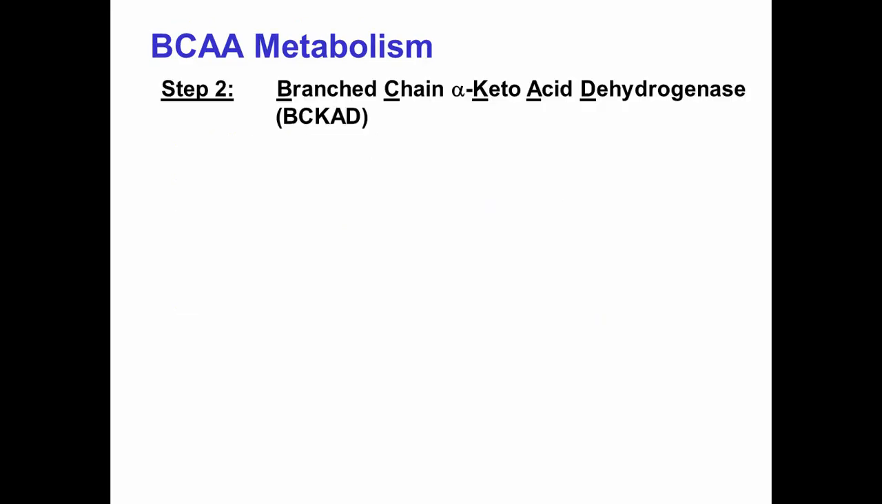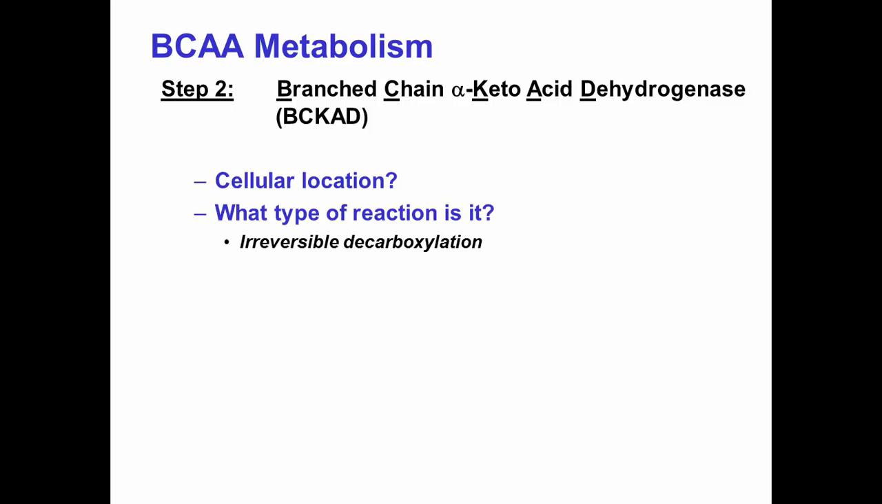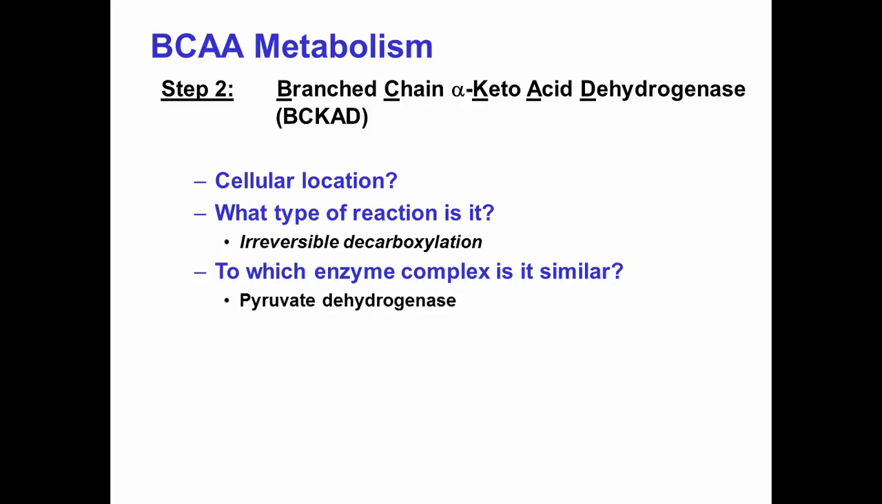Now, how does that happen? Branch chain keto acid dehydrogenase, I said, is a mitochondrial enzyme. The type of reaction is an irreversible decarboxylation, which is what PDH also does, an oxidative decarboxylation, and it's irreversible. So oxidative decarboxylation is an irreversible reaction. And the enzyme complex, as I said, is similar to pyruvate dehydrogenase.